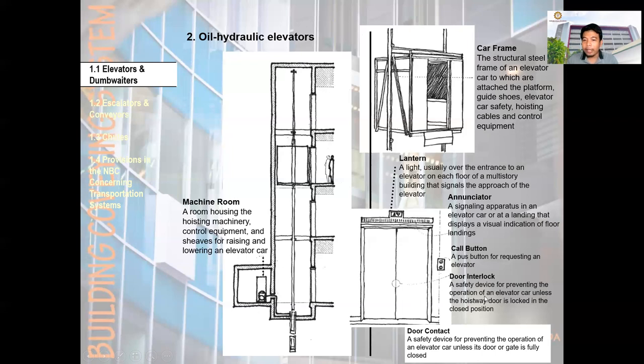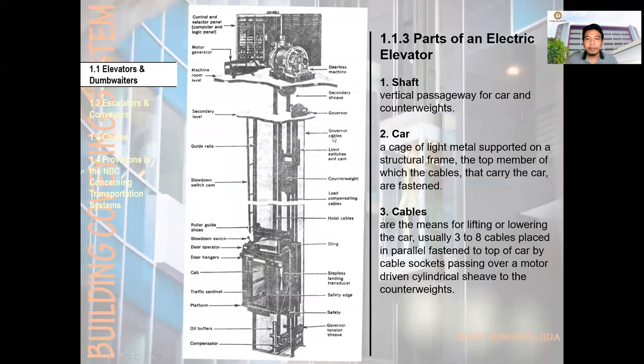And then you have the door interlock, a safety device for preventing the operation of an elevator car unless the hoistway door is locked in a closed position. And also you have the door contact, a safety device for preventing the operation of an elevator car unless its door or gate is fully closed. So the elevator car will not move up and down if the door is open. The door interlock should be closed so that the elevator car will move up and down. Okay, so these are the parts of an electric elevator.